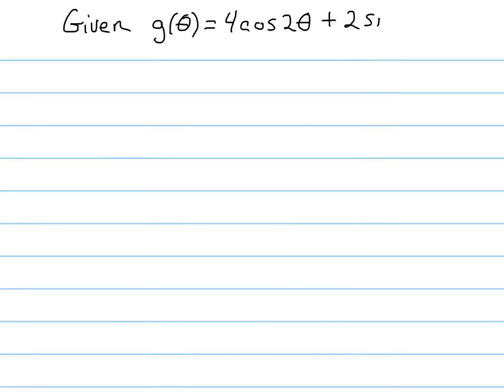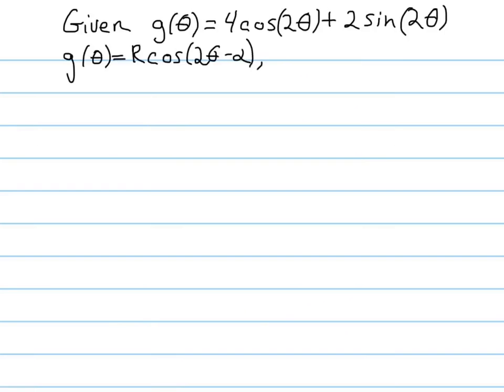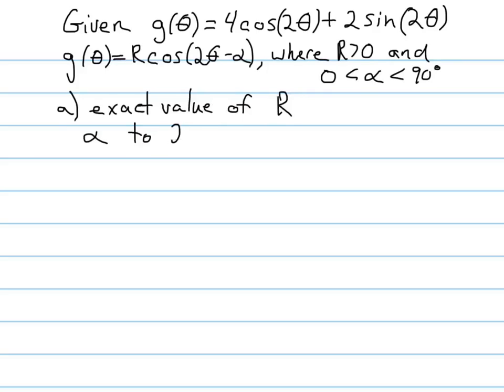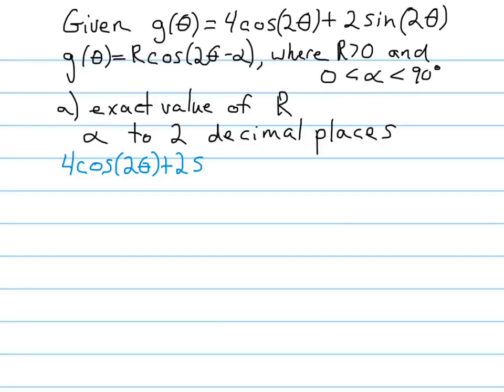So now for part A, we need to remember what we have been given. This is that g of theta equals 4 cosine of 2 theta plus 2 sine of 2 theta, and that g of theta equals r cosine of 2 theta minus alpha. We want to find the exact value of r and alpha to 2 decimal places. That means we have the equation 4 cosine of 2 theta plus 2 sine of 2 theta equals r times the cosine of 2 theta minus alpha, because we know that g of theta equals both of these.